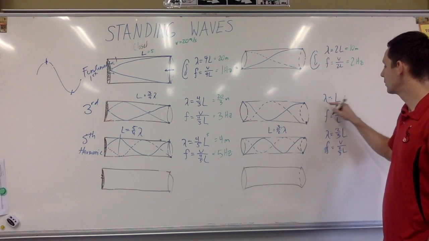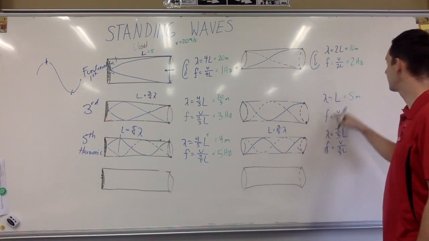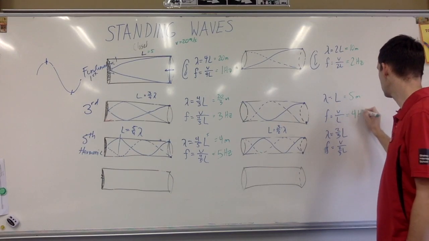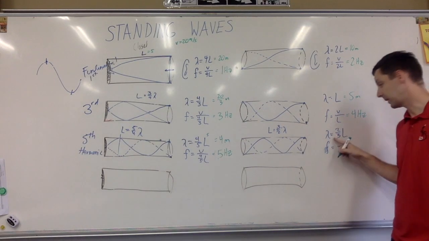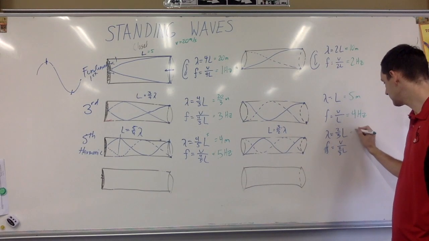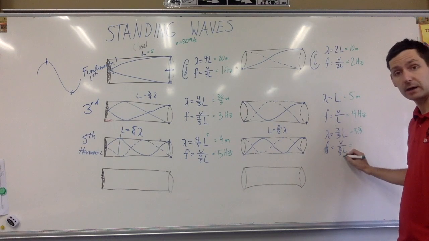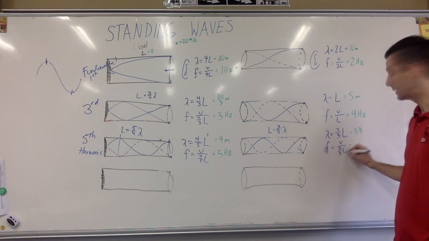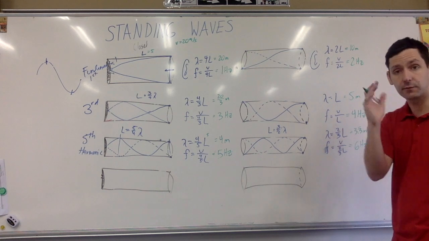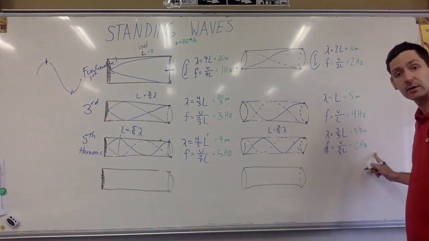Here, the wavelength is going to be the length of the pipe, which is 5. And so, therefore, the fundamental frequency is going to be 20 divided by that 5, which is 4 hertz. And then here, the wavelength is 2/3 of the length, so 2/3 of 5. That would be 10/3, which is 3.333 repeating meters. And then 20 divided by that will give me 6 hertz. Check it on the calculator if you want. That's fine. I have no problem with you doing that. So go ahead. You got this.